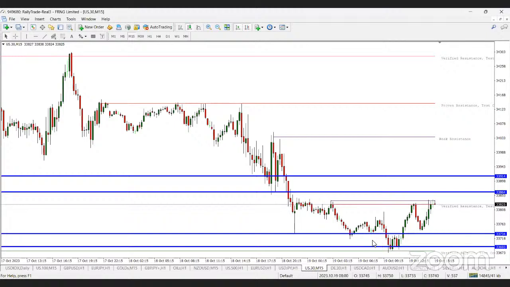Take profit at 33,693. 33,734. Take profit at 33,693.